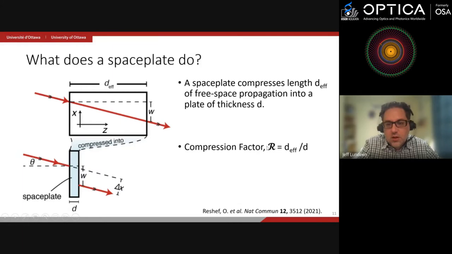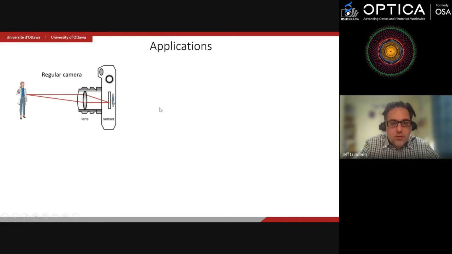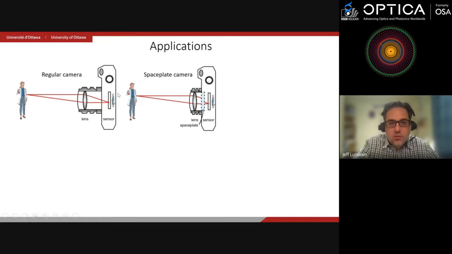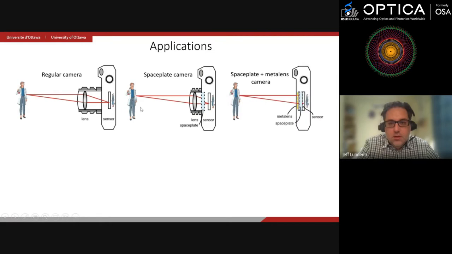So if you could do this, then you'd be able to make cameras smaller, because if you put in a space plate, you could get rid of the space between the lens and your image sensor. And the distant vision is that you could make cameras that are flat and monolithic and relatively thin by combining the space plate with the metalens. So you could have a metalens on top of a space plate on top of your, say, CMOS or CCD sensor. And so you wouldn't need this thick camera.